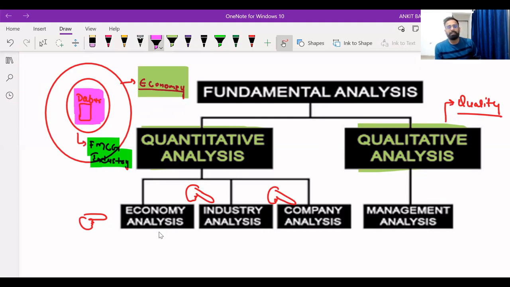Now let's suppose I'm taking the example of a pharmaceutical product, and let's suppose you are planning to invest in a pharmaceutical company, right?